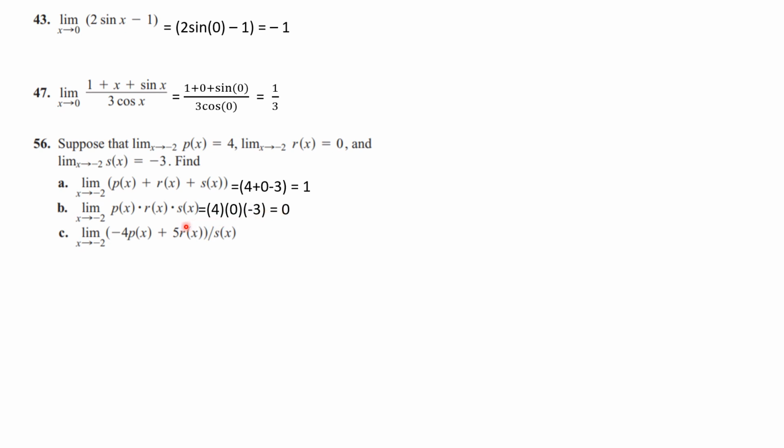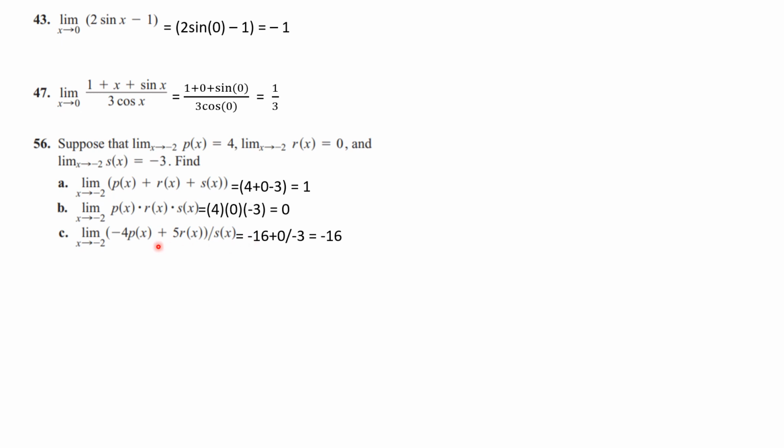The last, we have to find the limit as x approaches negative 2 of a constant multiplied by a function. So limit of a constant multiplied by a function equals the constant multiplied by the limit of the function. So the constant is negative 4, and the limit of the function p of x as x approaches negative 2 is 4. So the first term will give us negative 16, which is this right here.